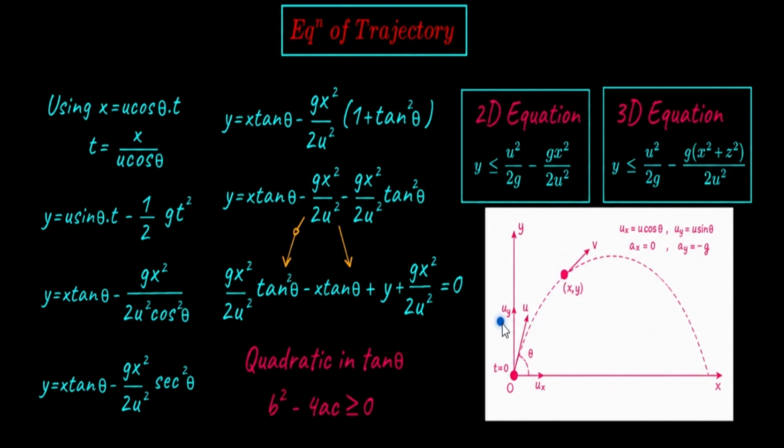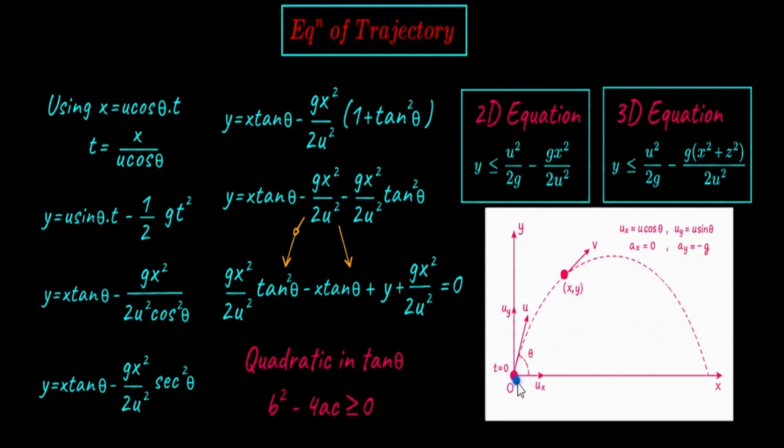Let me point out two important features from the board. First, the maximum height of the envelope. If I put x equals 0 in the envelope equation, I get y equals u square upon 2g. This is the highest point on the envelope. Interestingly, this equals the maximum height when you throw a projectile straight upward, that is, when theta equals 90 degrees.